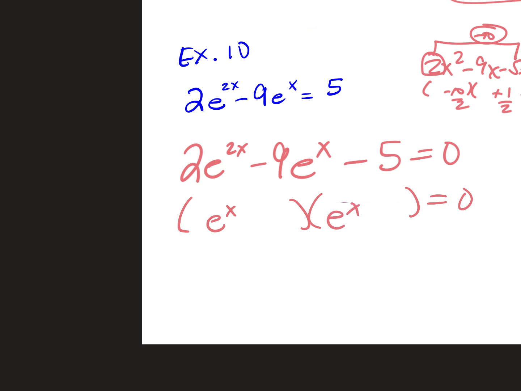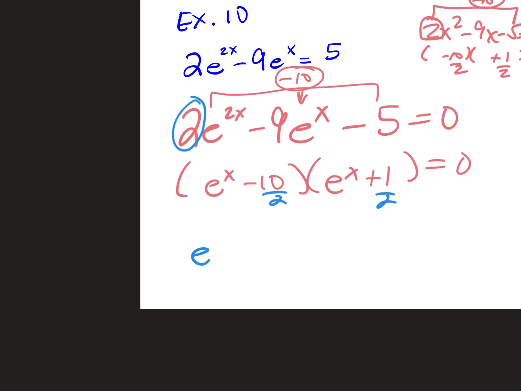And this is just a basic factoring problem like you guys just walked me through. This would be minus 10 and plus 1, right? 2 times negative 5 is negative 10. What multiplies to give me negative 10 but adds to give me negative 9? We do the exact same process. My a term is not 1, so I'm going to divide both of these by 2. So over here, I have e to the x minus 5, right? Agreed? What's the second parenthesis say? 2e to the x plus 1 equals 0.